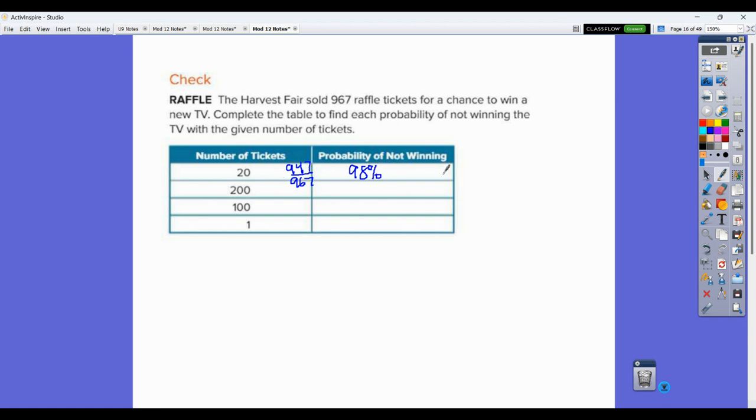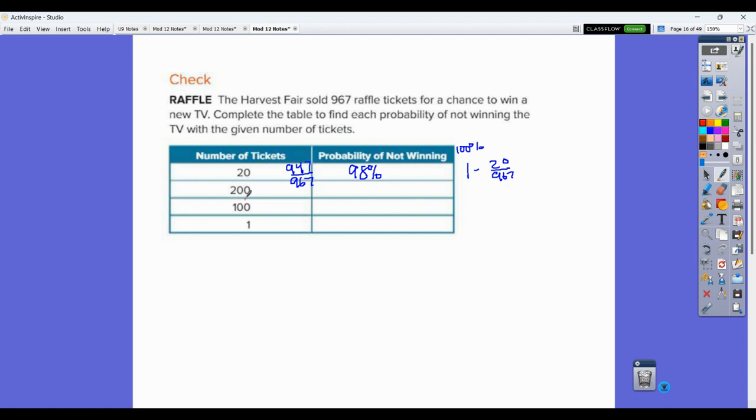Okay, now you can do it that way, or you could do it as 1 minus, and then you could do 20 out of the 967. So you can do either one of those. And it's 1 because 1 represents 100%, just to clarify that. And then the 20 out of 967 would be the percent chance of you winning. So you had a 98% chance of not winning in that case.